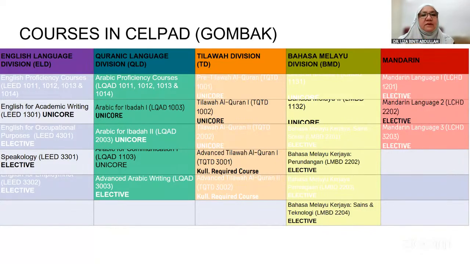And we have the Quranic Language Division, in which we have Arabic proficiency courses. These are the course codes, LQAD 1011 up to 1014, similar to the English language courses, LELD 1011 to 1014.